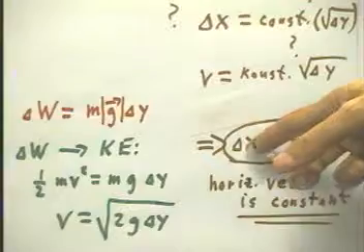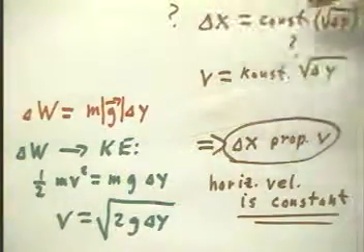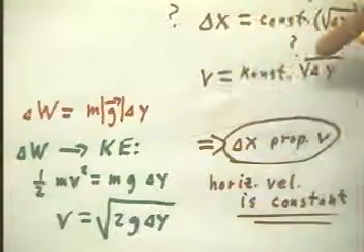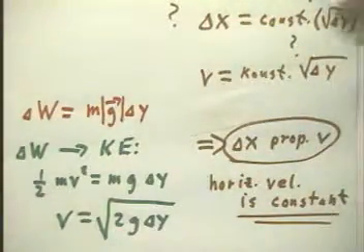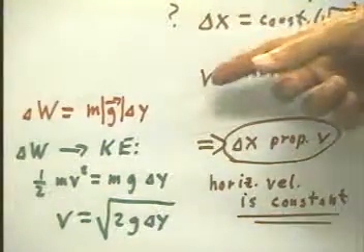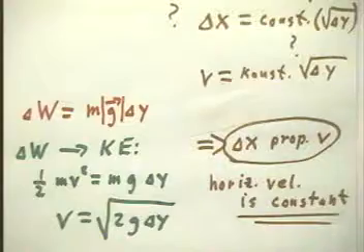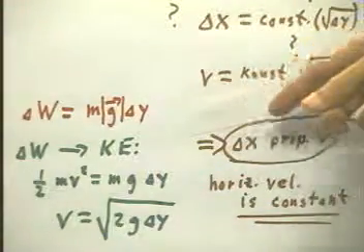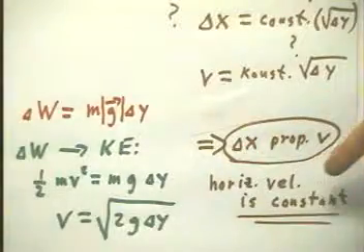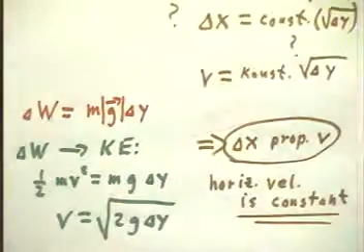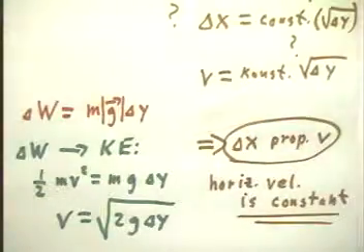This implies that delta x is proportional to v, because delta x is proportional to the square root of delta y and v is proportional to the square root of delta y. If we eliminate delta y from these two equations, we find that delta x and v are just proportional to each other. One is a constant times the other. Well, when is delta x proportional to the velocity of the object? When the velocity is constant. So it seems that we have evidence that the velocity of the ball coming off of the end of the ramp is constant.